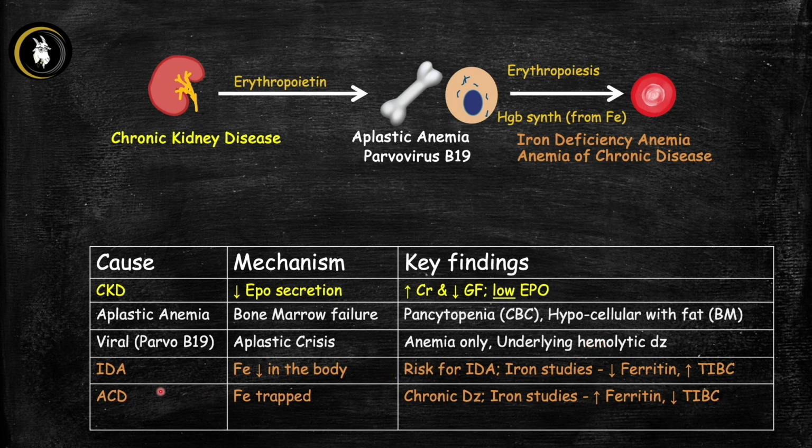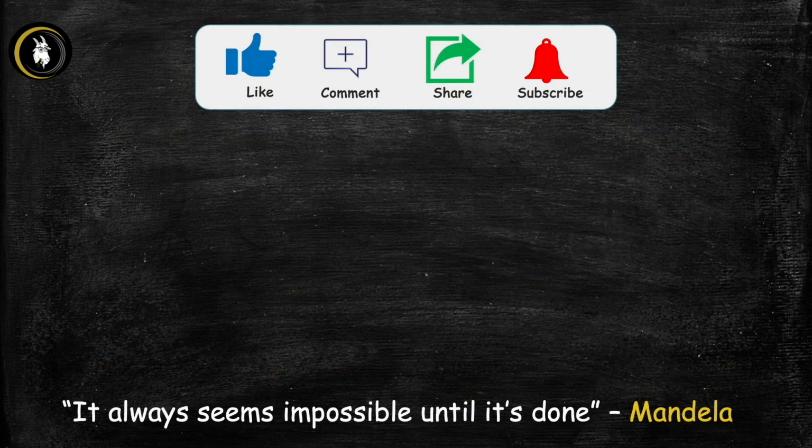And then finally, in iron deficiency and anemia of chronic disease, the problem is that there's less iron available for the red blood cells. In iron deficiency, the body is deficient in iron, whereas in anemia of chronic disease, the iron is trapped inside the macrophages. And these two can both cause normocytic and microcytic anemia as well. And the way to tell them apart is by using the iron studies parameters that are in this table. Okay, that's it and that's all.